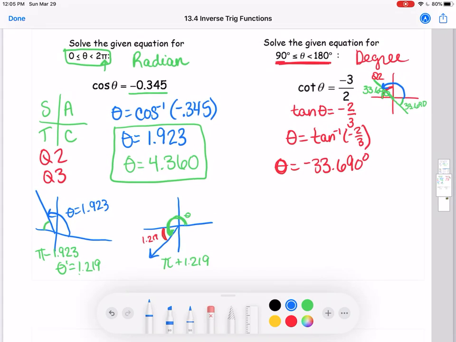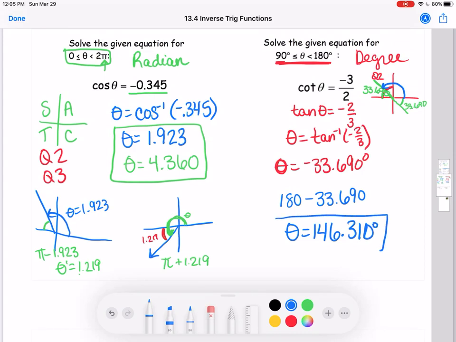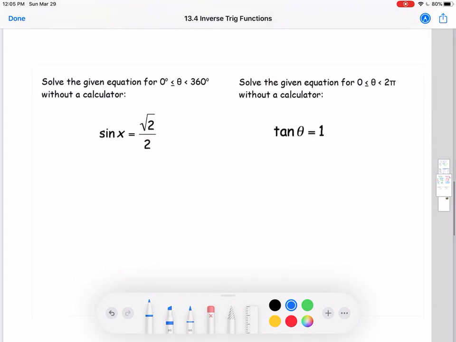So I'm going to take 180 and subtract the reference angle of 33.690 and get the answer I want in quadrant 2 of 146.310 degrees. How'd that go for you? Great.